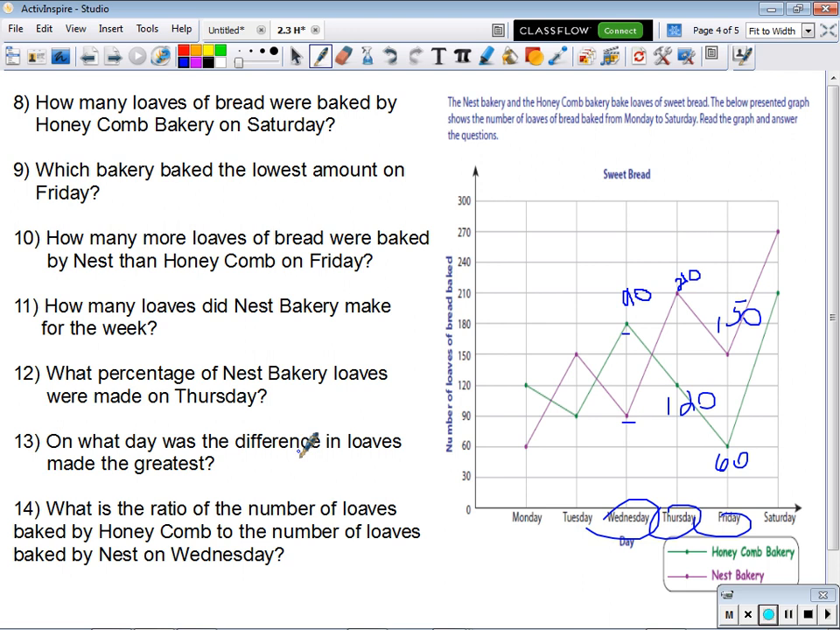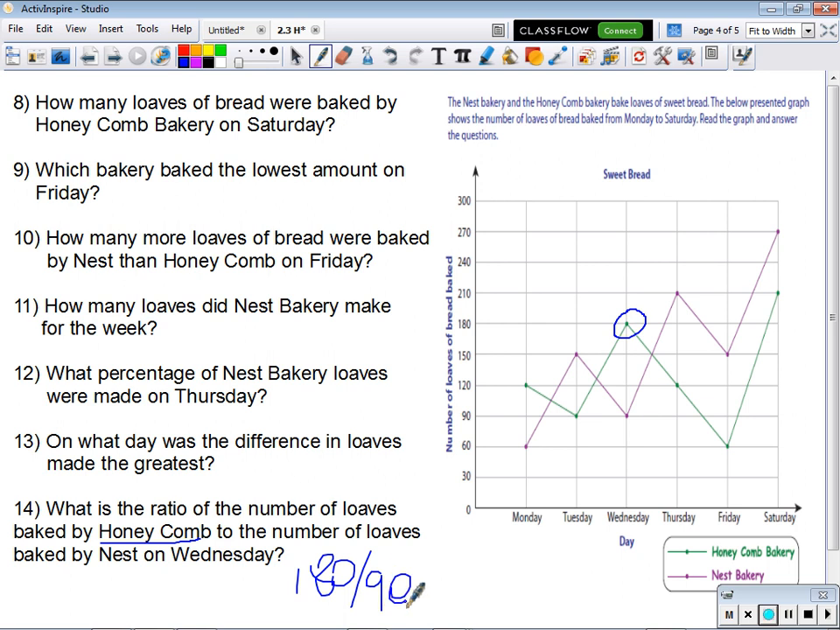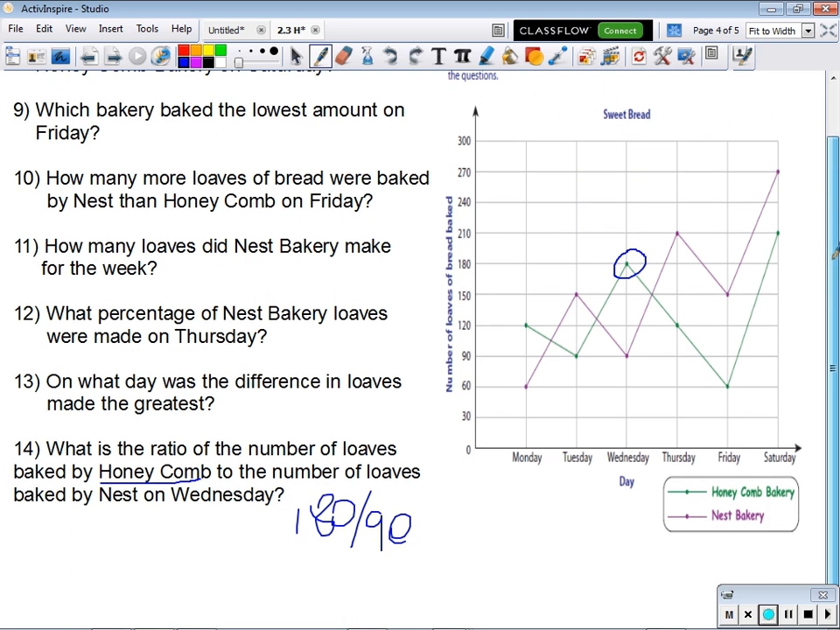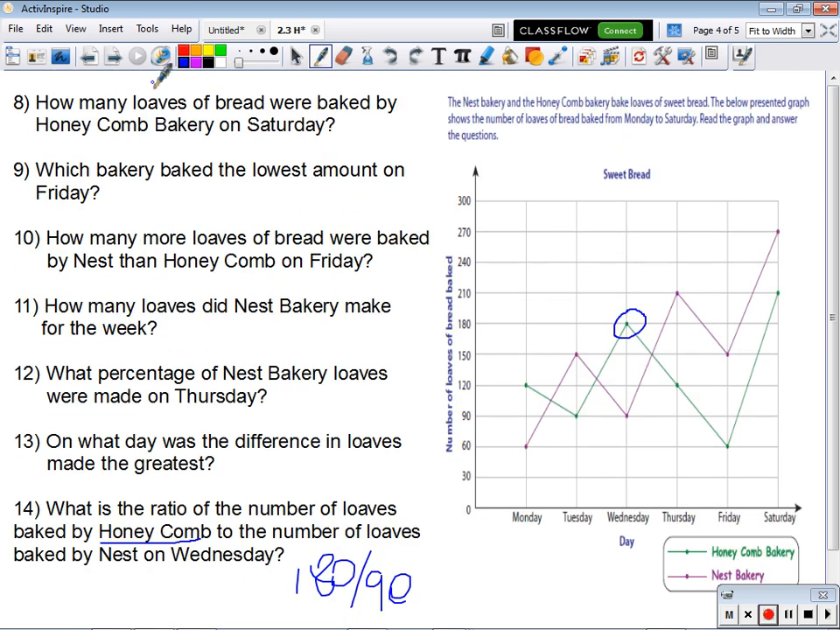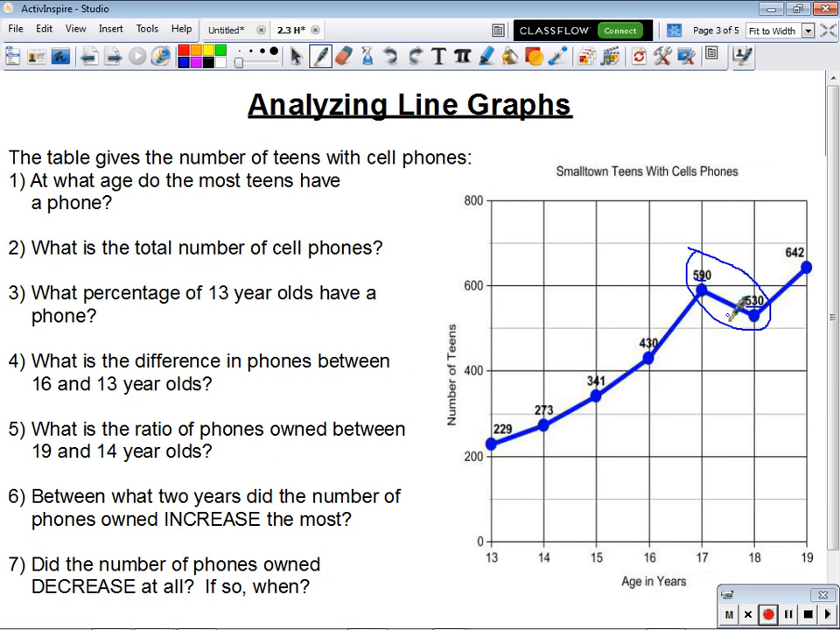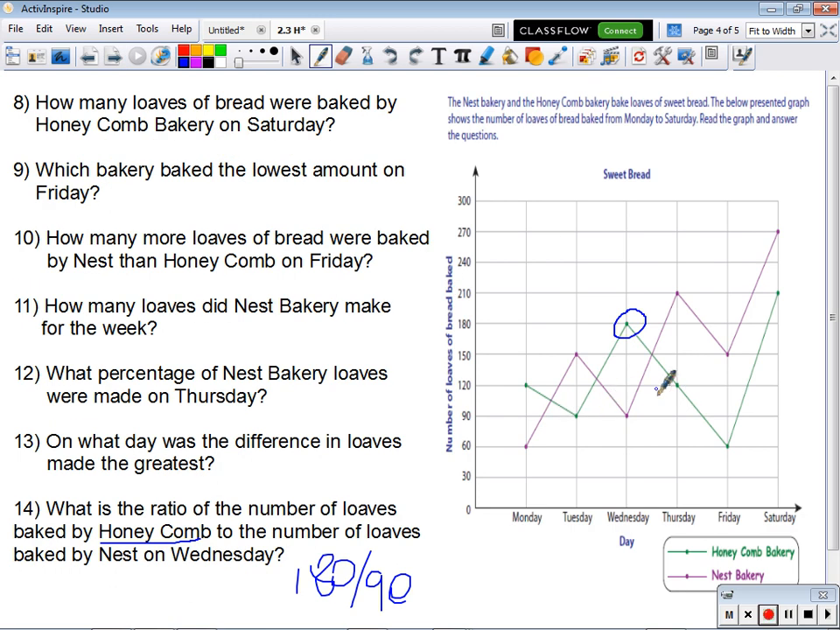And then number 14 says, what is the ratio of the number of loaves baked by Honeycomb to the number of loaves baked by Nest on Wednesday? So if we're talking about how many loaves Honeycomb made on Wednesday, so here's Wednesday, Honeycomb made 180 loaves, so that would be 180 over the number of loaves that Nest made, which would be 90, and I'm just going to leave it just like that as a ratio, 180 over 90. So that's the answer for number 14. So that's an example of what's known as a double line graph. So it's a little bit different than this example we did here where it's sort of just a single line. This is the more common type of line graph, but there's also different things that we can do with double line graphs for making comparisons.